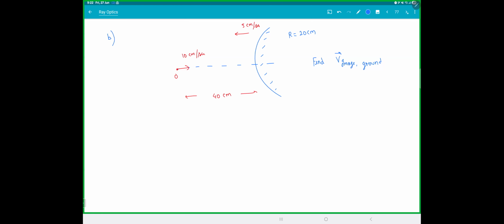20 by 3, 9.344, 20 by 3, 22.4, 28 by 5. See, you have 220 by 3. That is the only thing. First find the position of the image. 1 by v, 1 by u is minus 40. Focal length is 10. So v is equal to 8 centimeters.